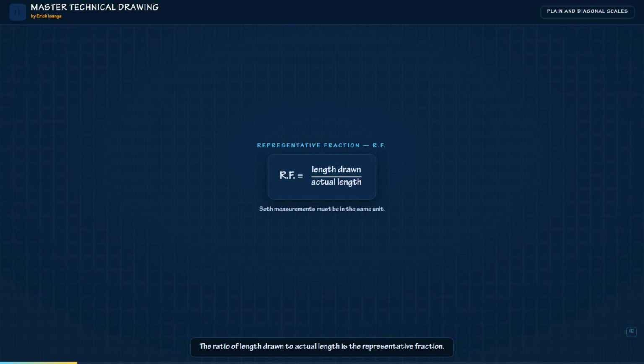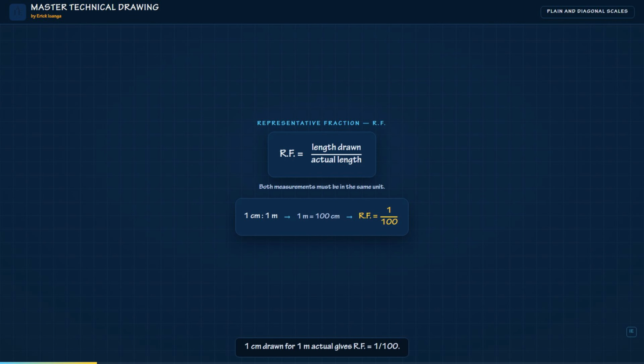The ratio of the length drawn to the actual length represented is called the representative fraction, abbreviated RF. The representative fraction is the length drawn divided by the actual length. Both measurements must be in the same unit. If 1 centimeter represents 1 meter, then 1 meter equals 100 centimeters, so the representative fraction is 1 over 100.